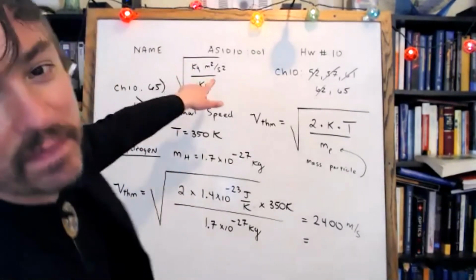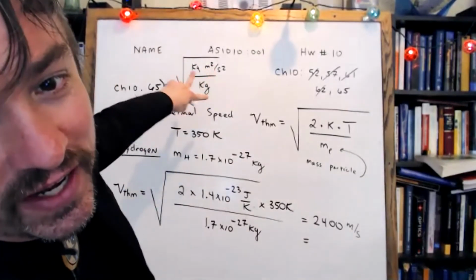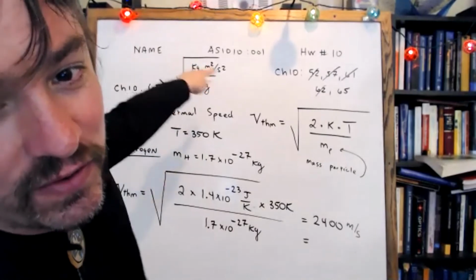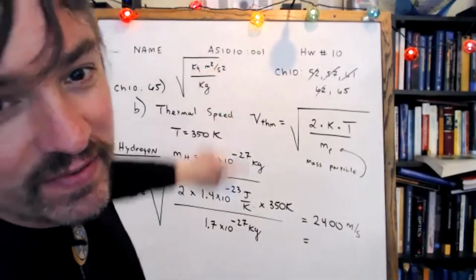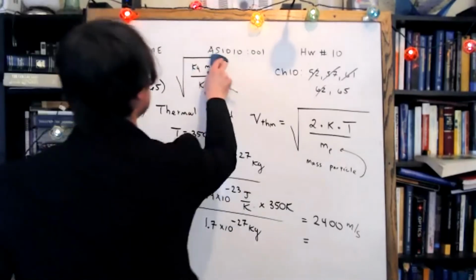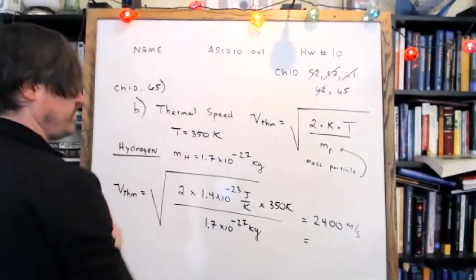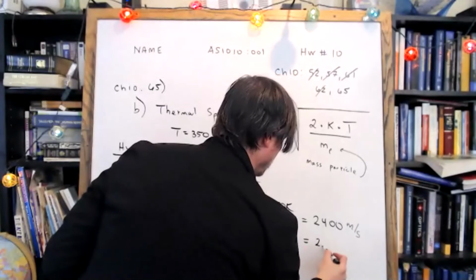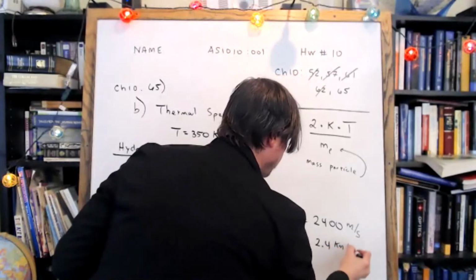I thought you were going to get tripped up by the square root, Jenna, but you were too good. You canceled out your kilograms. You distributed the square root to meters squared per second squared. I'm impressed with you. Thank you. And it's 2.4 kilometers per second? Per second, right? All right.